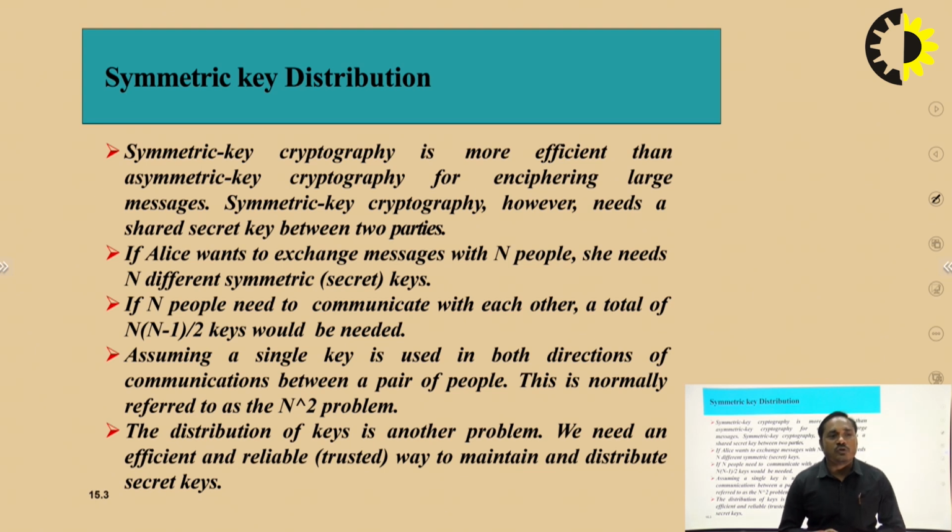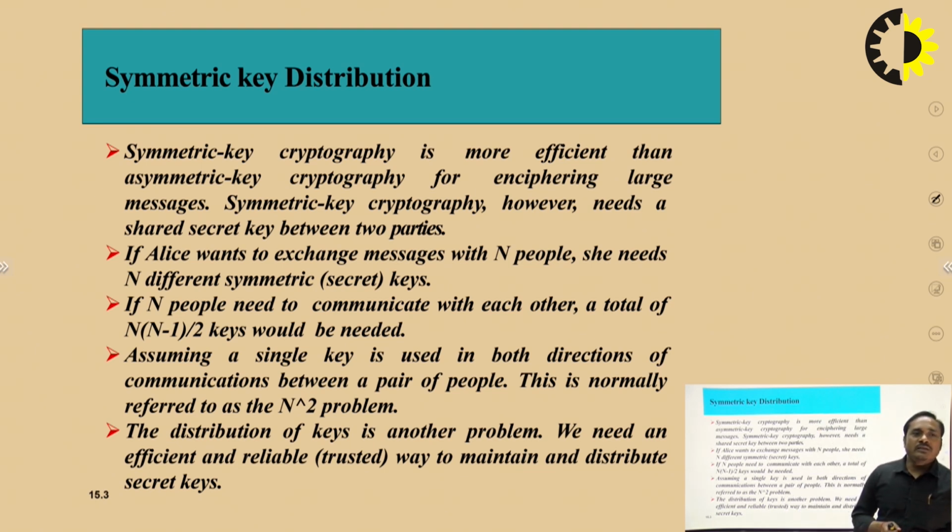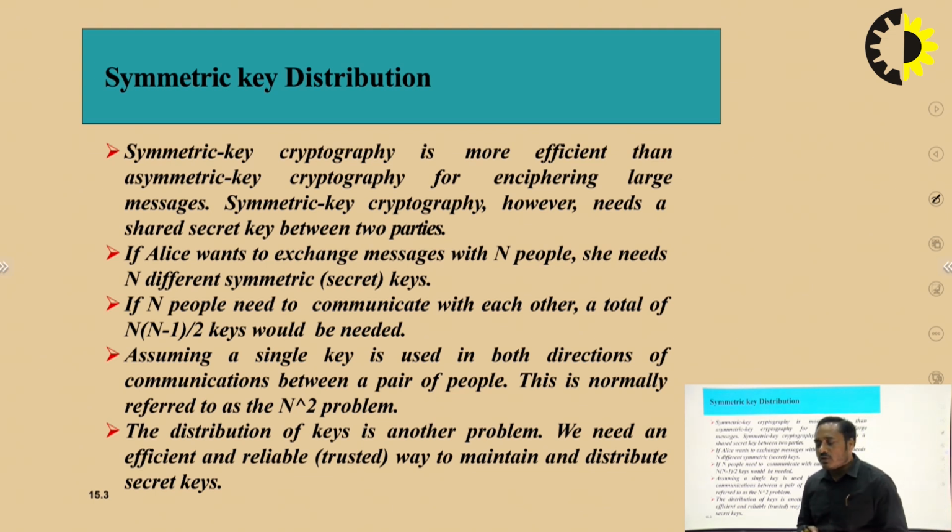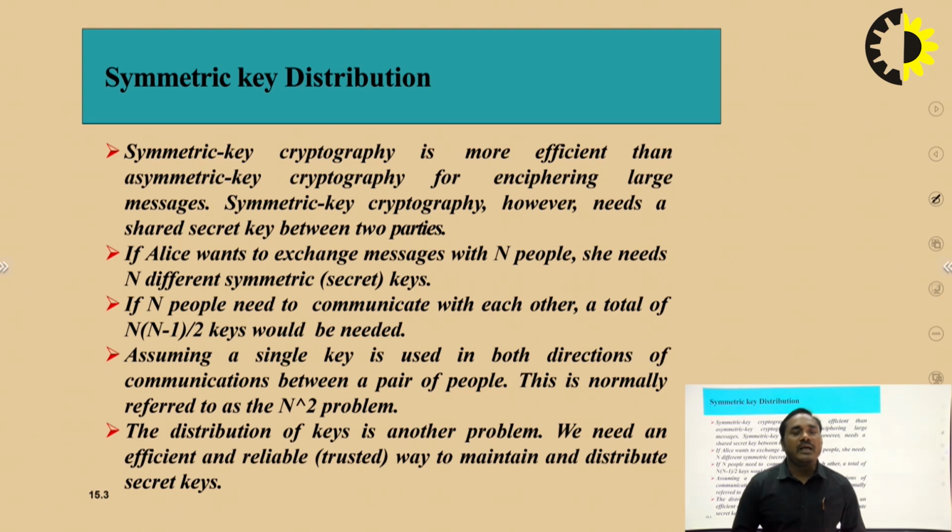So what formula will you get? This is normally referred to as the n square problem. How many problems can you create by using n keys? Because the n key is the common key between the sender and receiver, and it is used for both directions. So you can create n square problems.